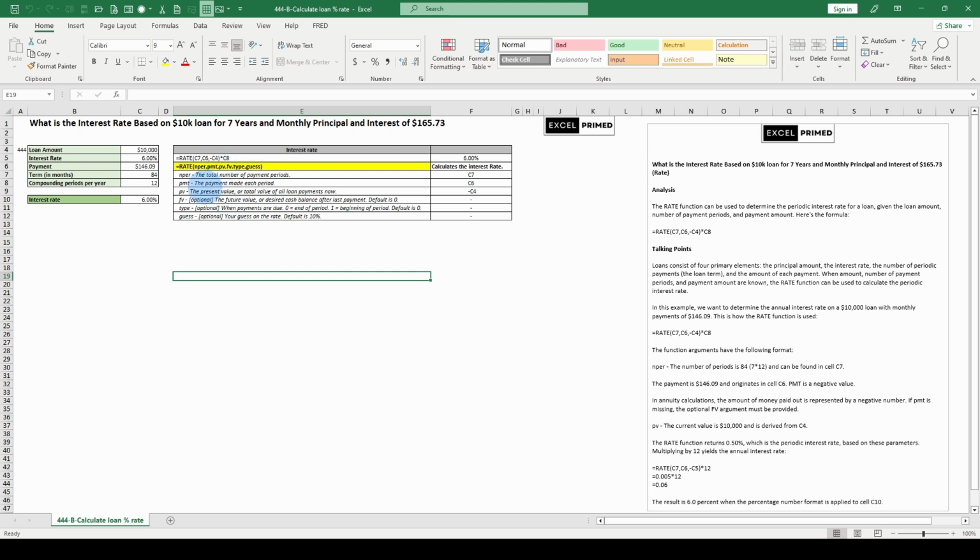We're going to get into number of periods and PV and FV, but that's a quick overview of determining the interest on a loan amount and a payment.